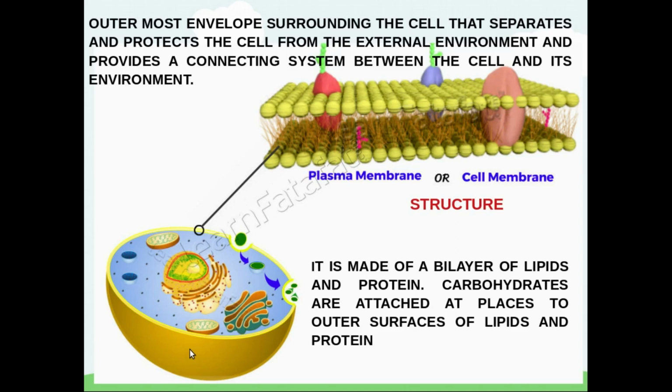And the cell membrane is made of a bilayer of lipids and proteins, or it is composed of a phospholipid bilayer, which is two layers of phospholipids back to back. Phospholipids are lipids with a phosphate group attached to them.